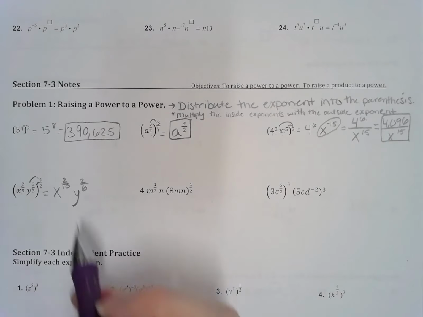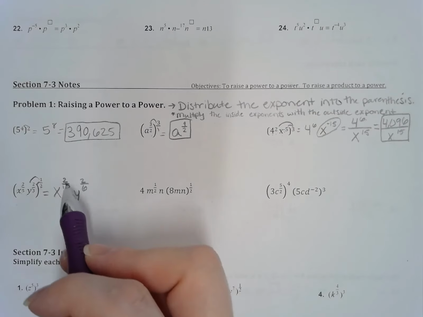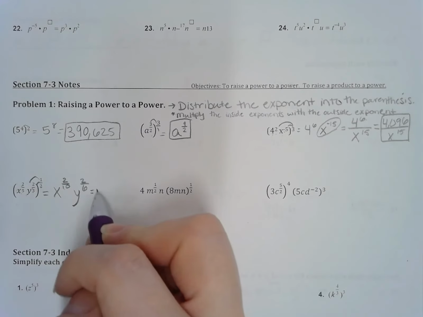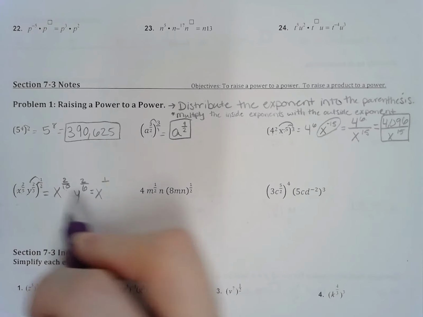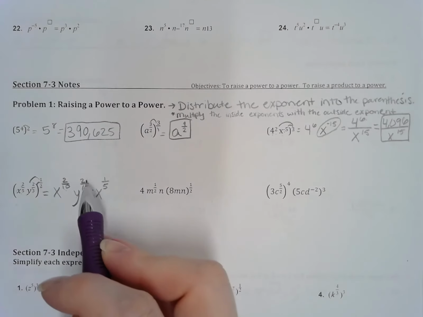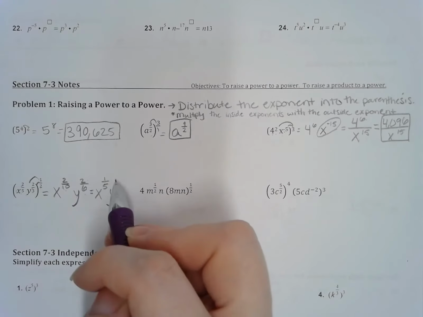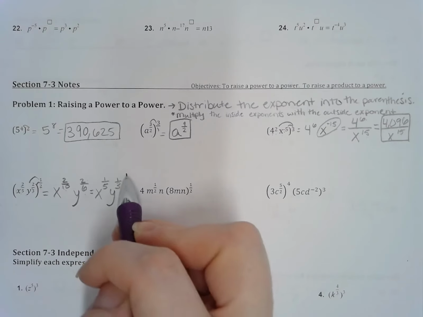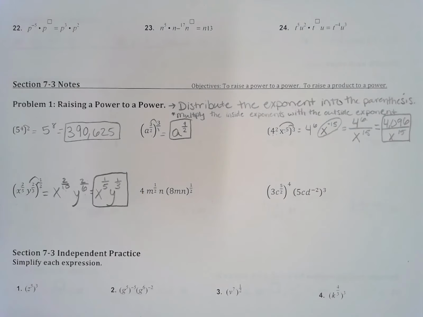So now I can actually simplify these down. So 2/10, what goes into 2 and 10? Well, 2, so I can divide each one by 2. So 2 divided by 2 is 1, 10 divided by 2 is 5. So that can simplify down to 1/5. This next one, I have 2/6, which again, you can divide each one by 2 and end up with 1/3. So your final answer should be x to the 1/5, y to the 1/3.